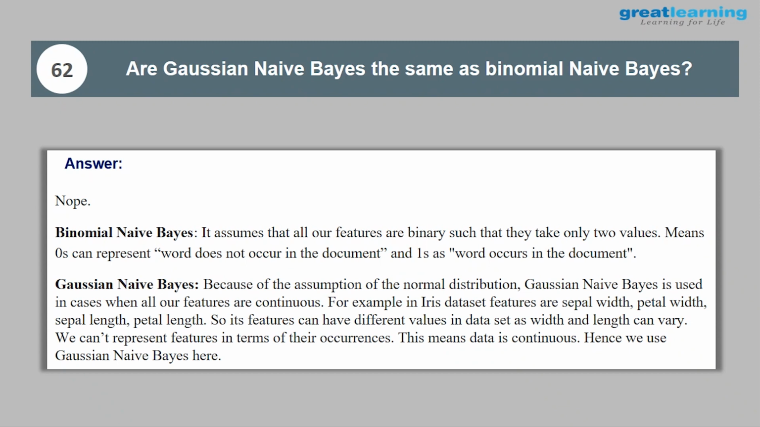Gaussian naive Bayes is named for the assumption of the normal distribution. Gaussian naive Bayes is used when all our features are continuous. For example, in the iris dataset, features are sepal width, sepal length, petal length. So its features can have different values in the dataset, as width and length can vary. We can't represent features in terms of their occurrence. This means data is continuous, hence we use Gaussian naive Bayes here.